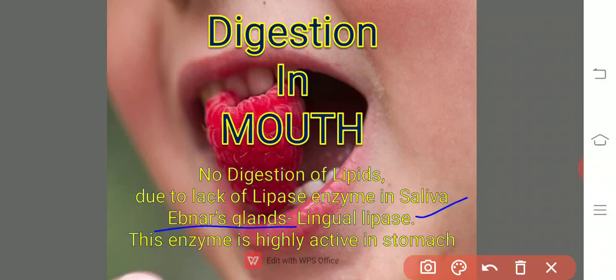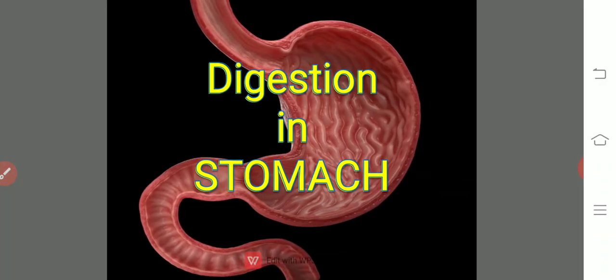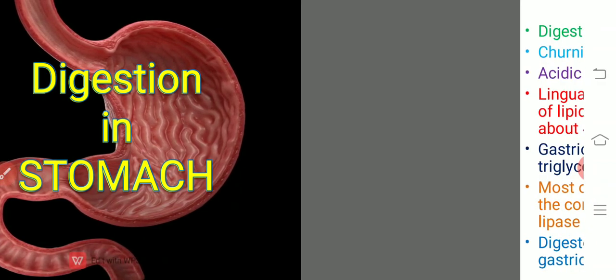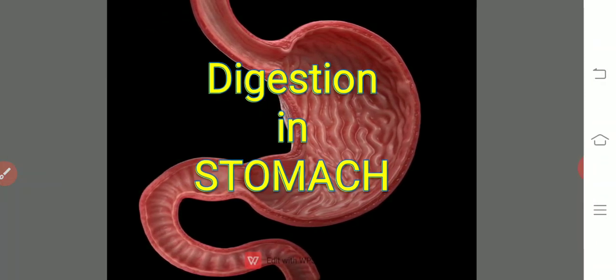So here what we have to remember: no digestion of lipids in the mouth due to lack of lipase enzyme in saliva. In human beings there are Ebner glands that produce lingual lipase, but the enzyme is highly active in the acidic environment, that is, in the stomach. These are the few things which we have to remember under the subheading digestion in the mouth. Coming to the next portion of the alimentary canal, the stomach, how will the digestion of lipids take place?